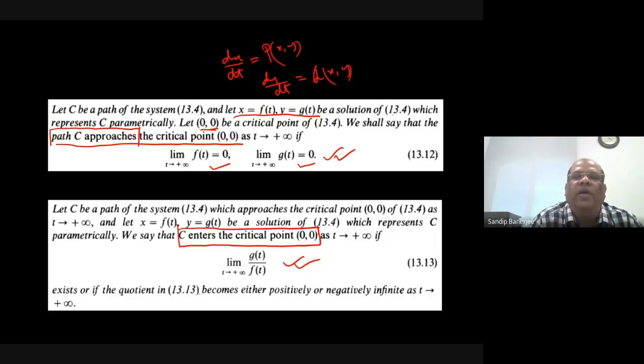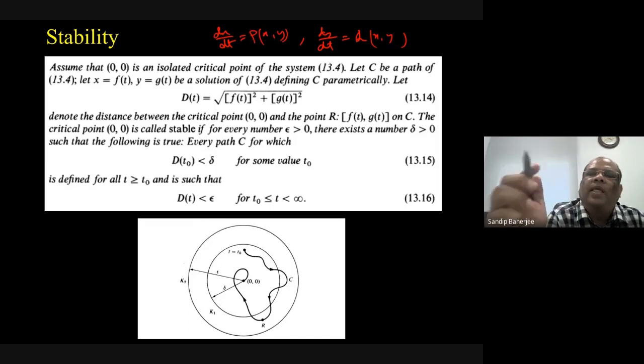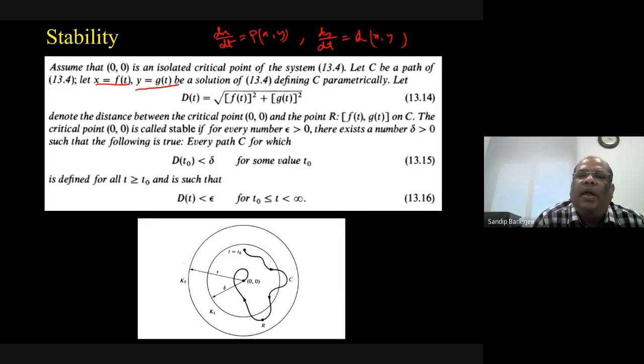Let me now come to the definition of stability. As usual, we consider that dx/dt is equal to some P(x, y) and dy/dt is equal to some Q(x, y). So this is the given differential equation and (0, 0) is an isolated critical point. And you have the solution x equal to f(t) and y equal to g(t), which is also the parametric equation of the solution. Then you define a distance D(t) from the origin, denoted by the square root of f(t) square plus g(t) square. And now you give the mathematical definition of stability.